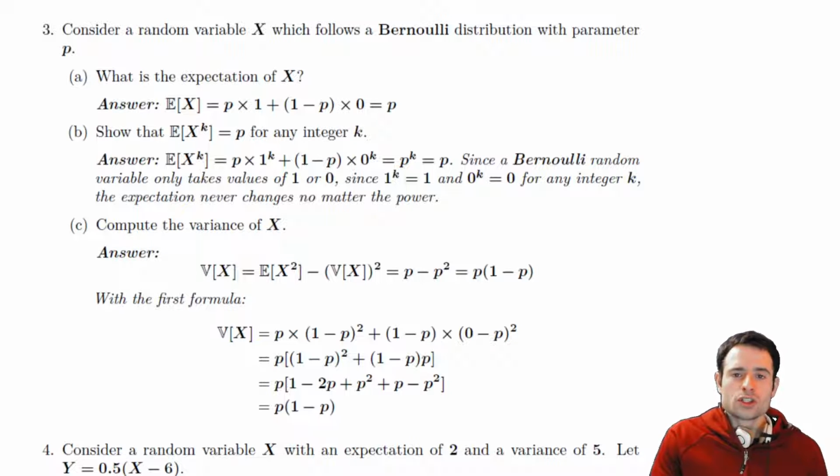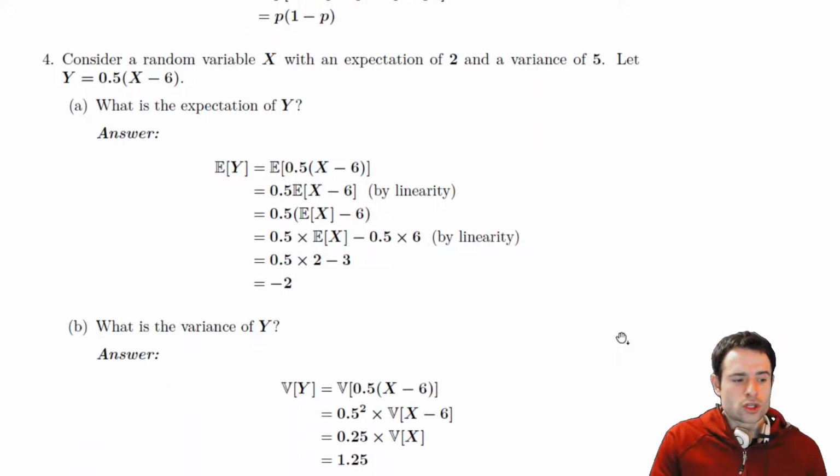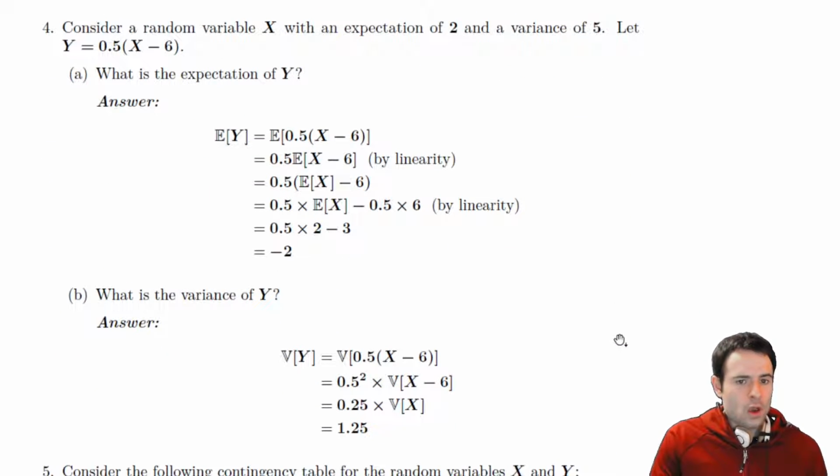Let's move on to another random variable, but we do not know its distribution. We only know that it has an expectation of 2 and a variance of 5. And we consider a transformation of this random variable. First we do minus 6, and then we multiply it by 0.5. This is what we call a linear transformation, because x is just multiplied by a constant. And then you add some kind of an intercept.